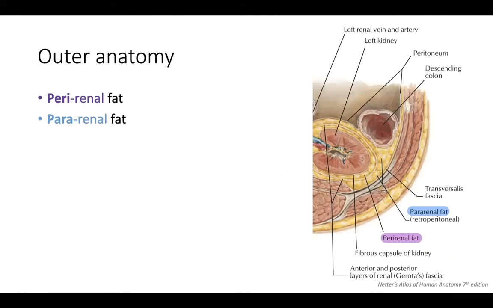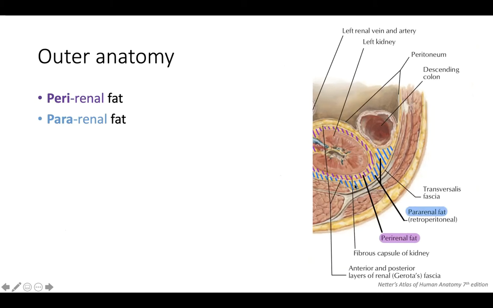Next, moving on to some surrounding anatomy, there are two important layers of fat around the kidneys to cushion it, the peri and pararenal fat. Peri means surrounding, while para means beside or near. Therefore, the perirenal fat is going to be the layer just around the kidney, while the para is going to be a little bit more adjacent.